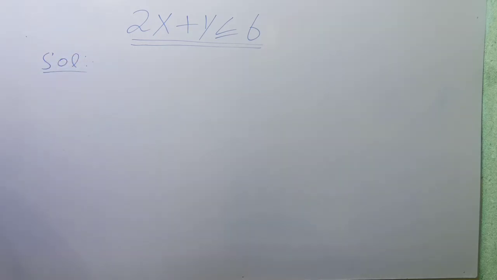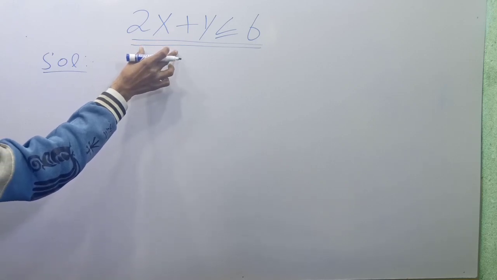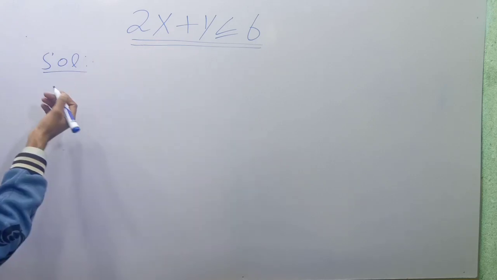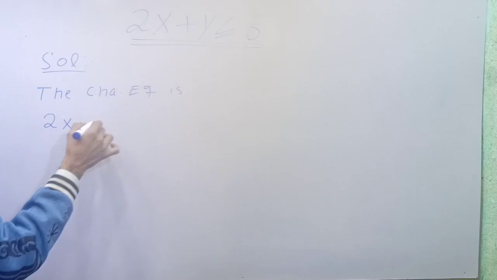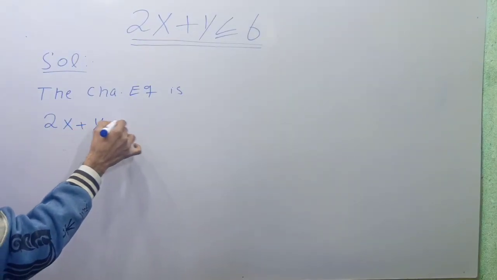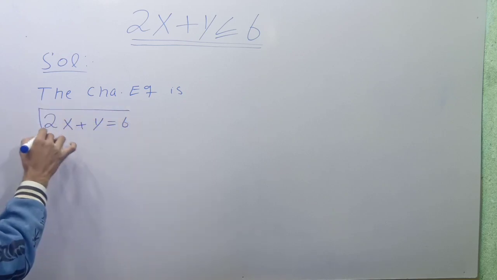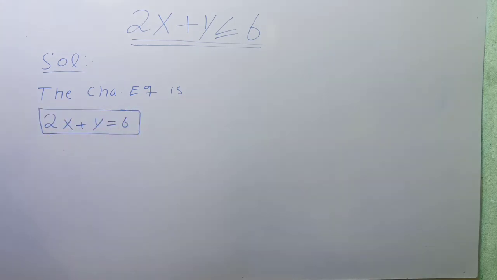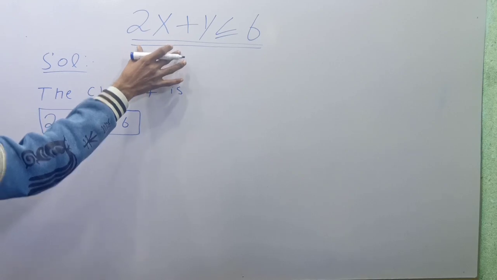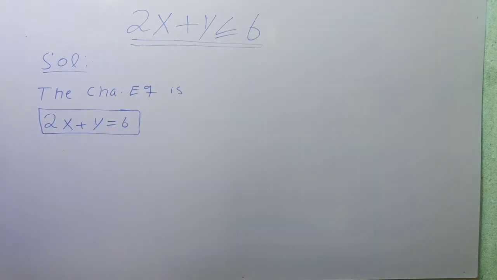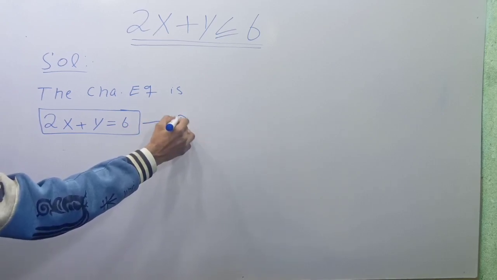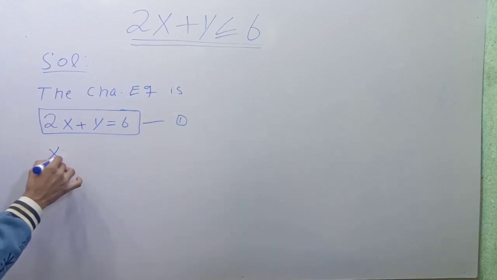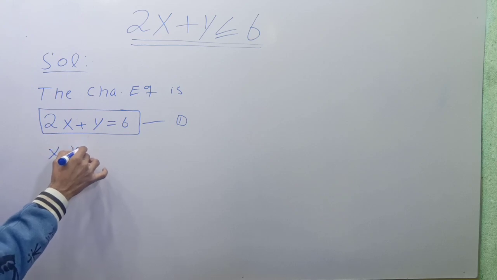First of all, we have to convert this linear inequality into an equality. It means 2x plus y is equal to 6. It is the auxiliary or characteristic equation of the given linear inequality. It is our equation 1. Now we have to find the x-intercept.